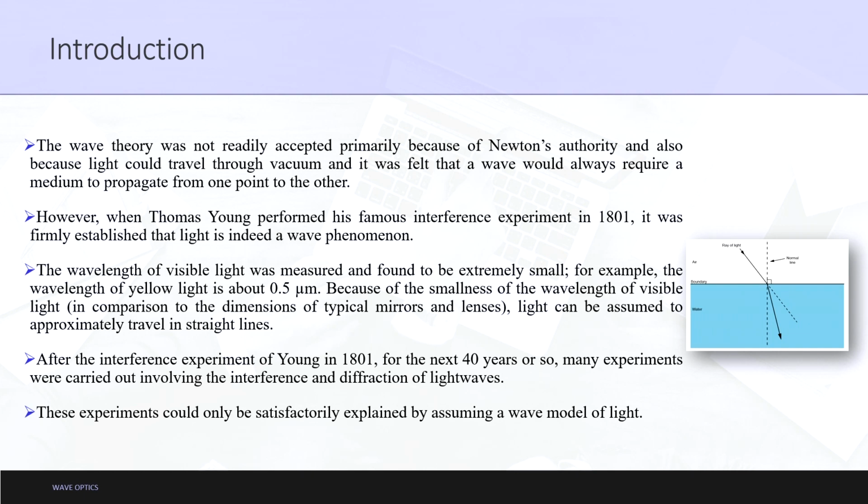So, the wave theory was not readily accepted primarily because of Newton's authority, and also because light can travel through vacuum, and it was felt that a wave would always require a medium to propagate from one point to another. Newton asked how light could be a wave if it can travel through vacuum. The wave concept held that a wave can only pass through if a medium is available. The medium can be air, or a material having permeability mu r or mu k. Anything, but a wave must have a medium.